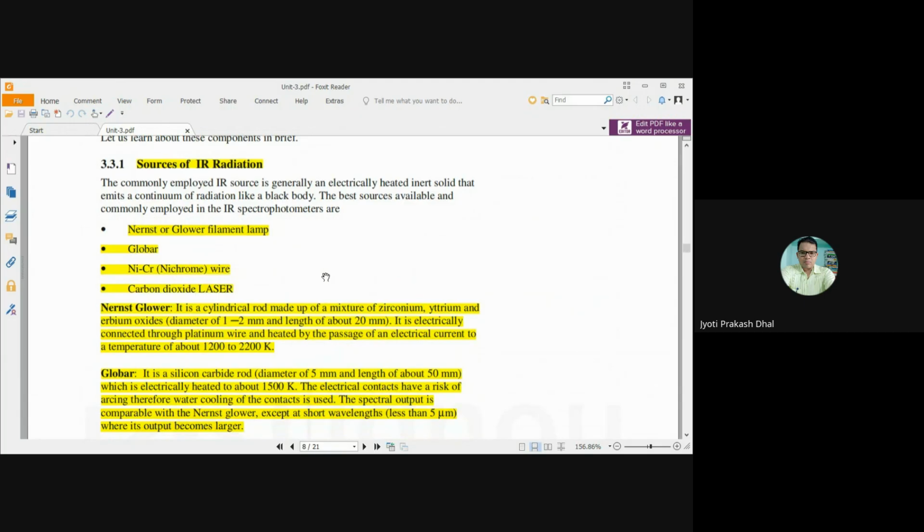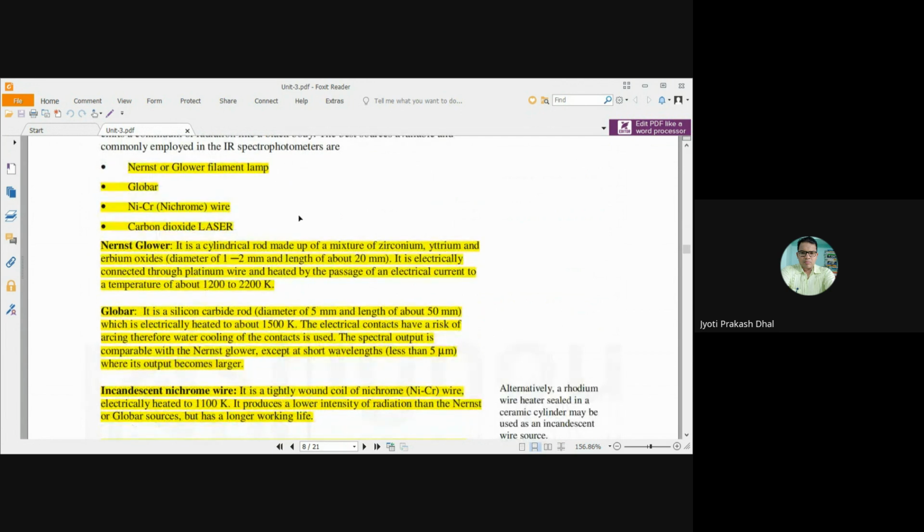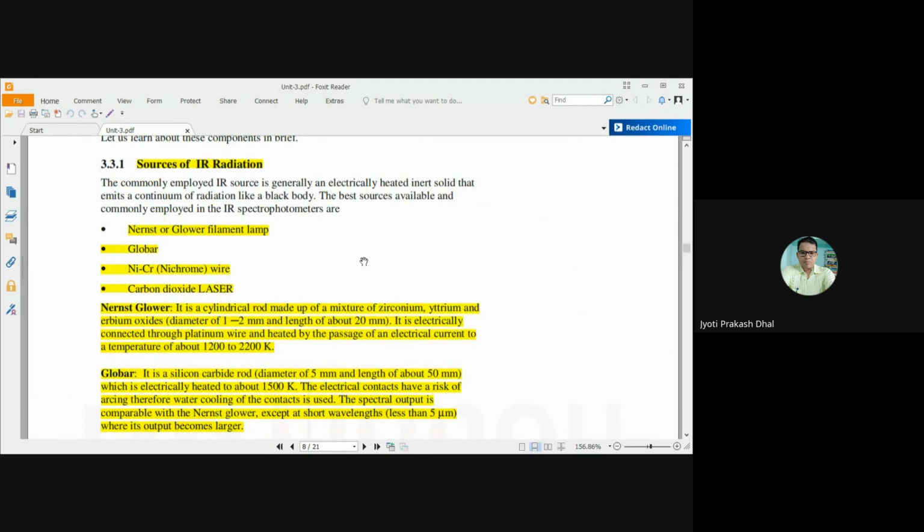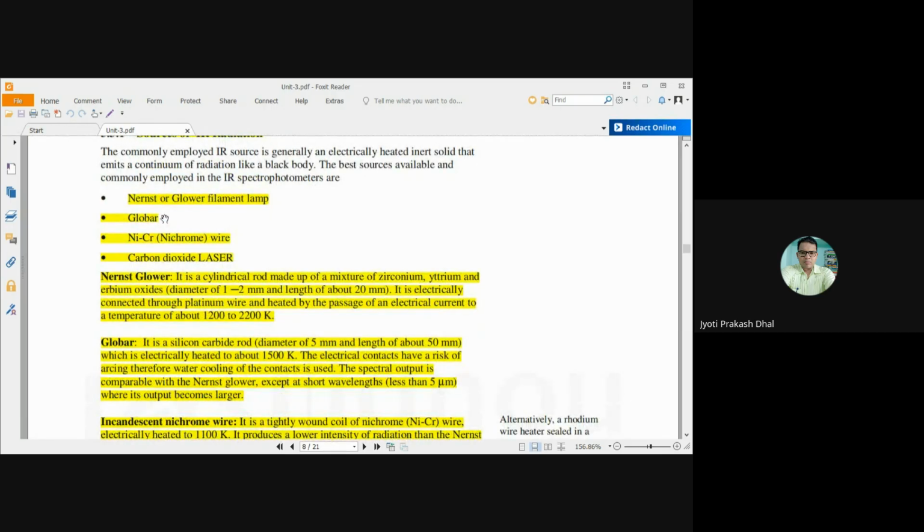So first we'll discuss the source of IR radiation, that means which source will produce electromagnetic radiation in the infrared range. The best sources commonly employed in IR spectrometers are, the first one, Nernst glower or glowing filament lamp, the second one is globar, the third one is nichrome wire, that is nickel chromium alloy wire, and the fourth one is carbon dioxide laser. So these are the sources of IR radiation.